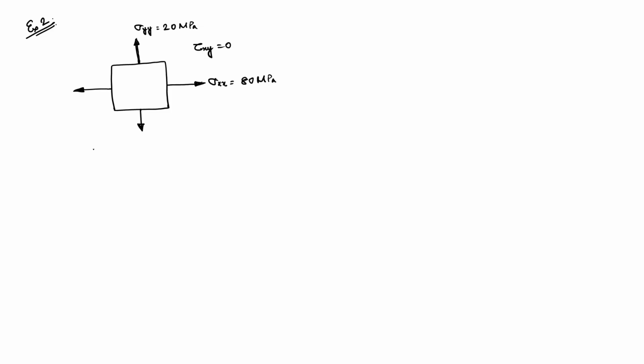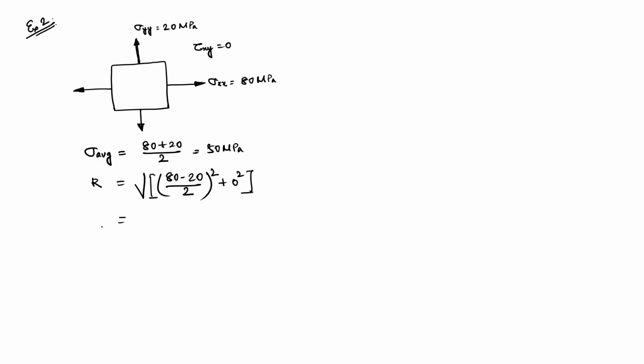For this case we have sigma average as 80 plus 20 by 2. So, this is 50 MPa, and then the radius r is square root of ((80 minus 20) divided by 2) whole square, plus we have no shear stress, so 0 square. Now, if you do this, you get r to be 30 MPa.